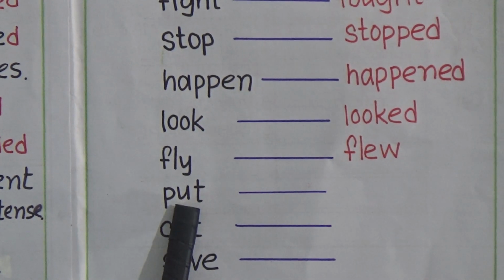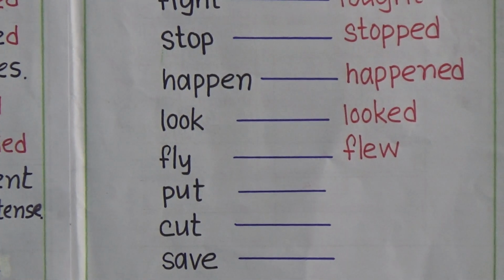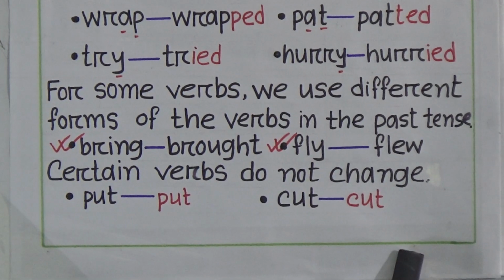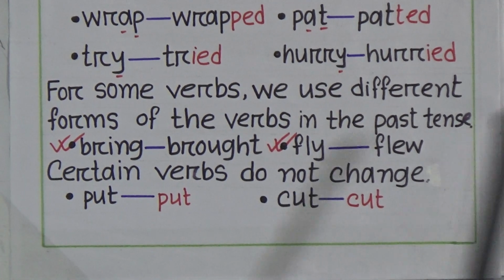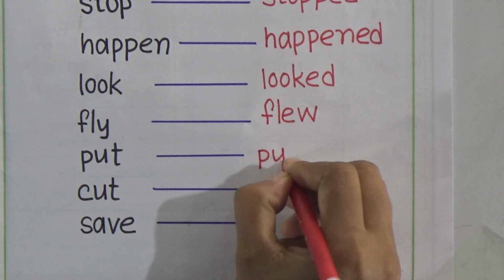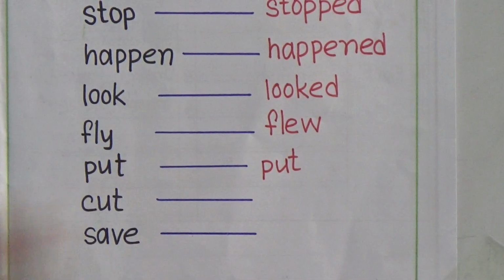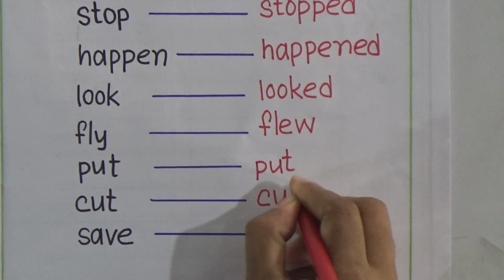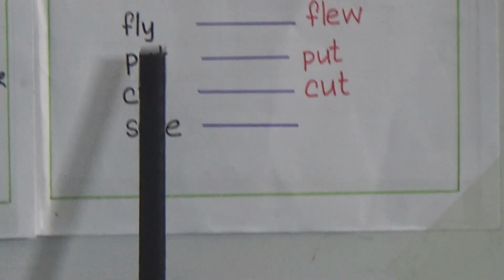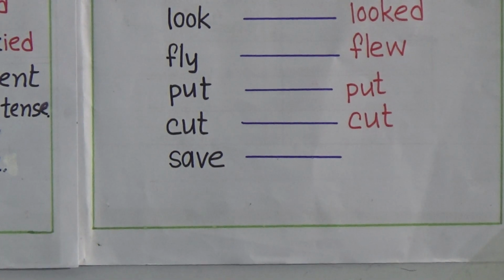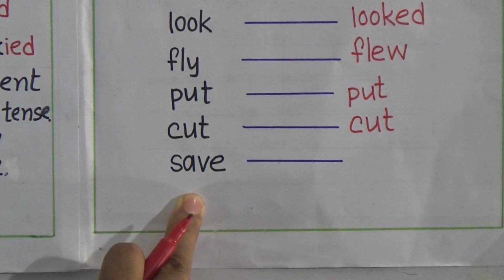Now put. We know that certain verbs do not change. For example, you can say put, cut. They always remain the same, whether it is present tense or past tense. So we have to write put for past tense. P-U-T, put. Like this we have to write cut for this word. C-U-T, cut. Put and cut are always the same in past tense. There is no change.